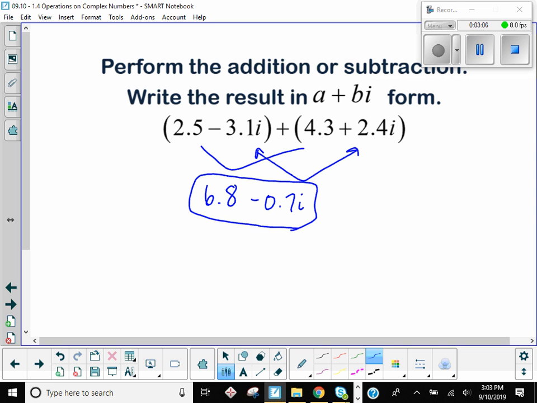One thing I want to point out is this is a plus bi form. The real part listed first, the i part listed second. If the problem is asking you to specifically write it like that, I will expect you to write it like that. Meaning, if you write this instead, it's partial credit. The numbers are exactly the same, but it's not this form.